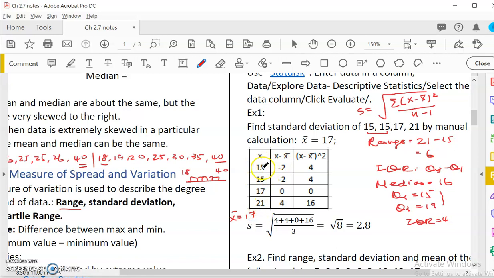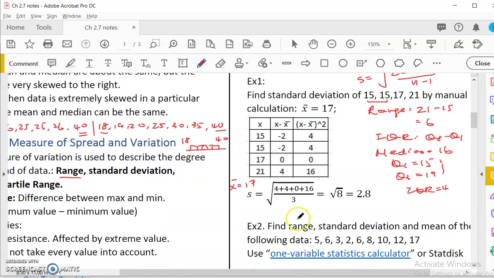Then I have each one minus 17. 15 minus 17 is negative 2, negative 2. 17 minus 17 is 0. 21 minus 17 is 4. And then I square them. After I square them, I add them together. This is adding the squared numbers, and I divide by not 4, but 4 minus 1, which is 3. So I would have 4 plus 4 plus 0 plus 16, which is 24. 24 divided by 3 is 8. So the square root of 8 is 2.8. That's how you do it by hand.